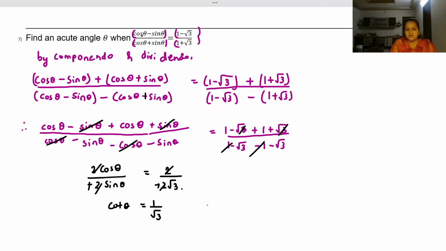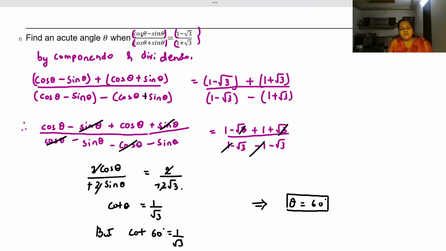Which angle is root 3? But cot 60 is 1 by root 3. So what can we say from here? That theta is 60. And that was the question. We had to find the value of theta. The question was we had to find the acute angle theta when (cos theta minus sin theta) upon (cos theta plus sin theta) is equal to (1 minus root 3) upon (1 plus root 3).